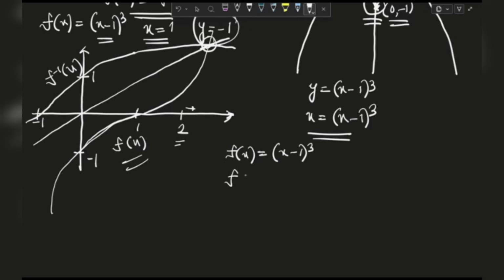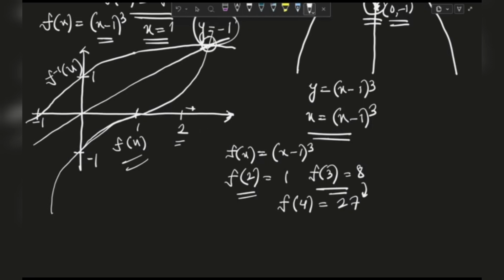Let's see. If we find f of 2, that's coming out to be 1. And f of 3 is 2 cubed, 8. And one more value, f of 4, is 3 cubed, 27. So I guess this jump is much greater, right? 7 difference and 19 difference. I guess somewhere in between 2 and 3 it will intersect, as much as I can understand.